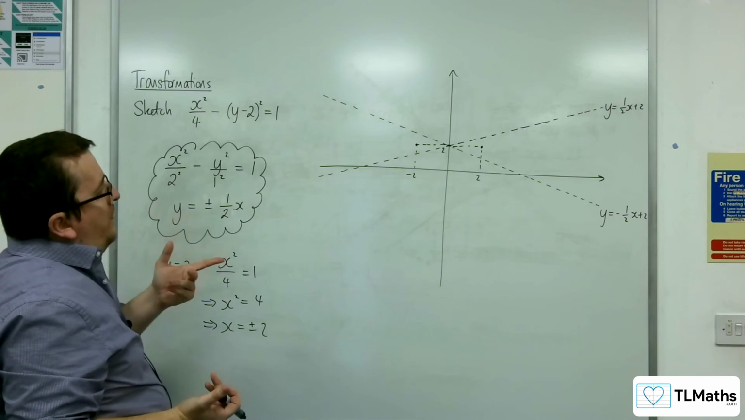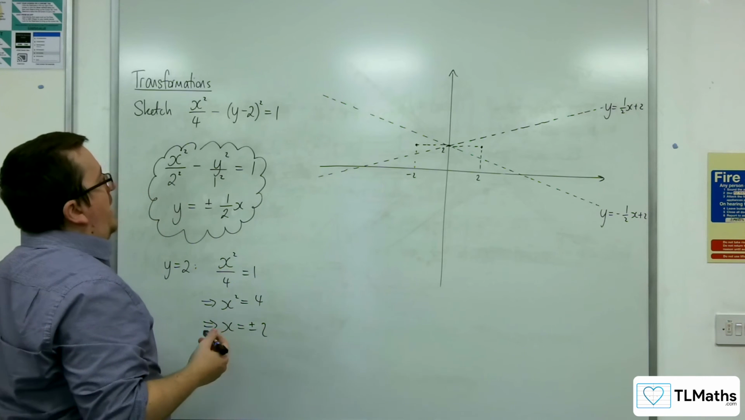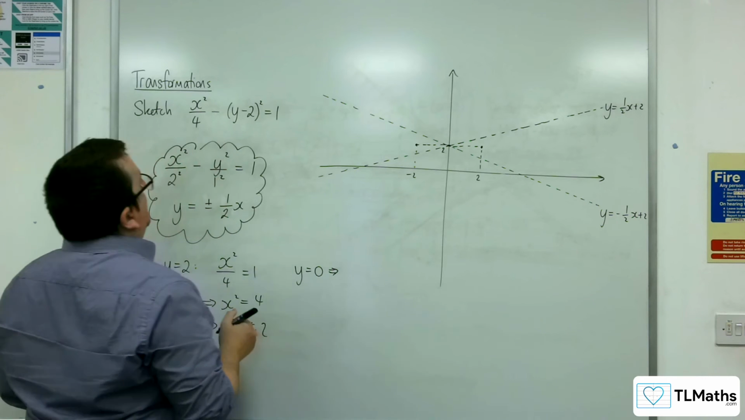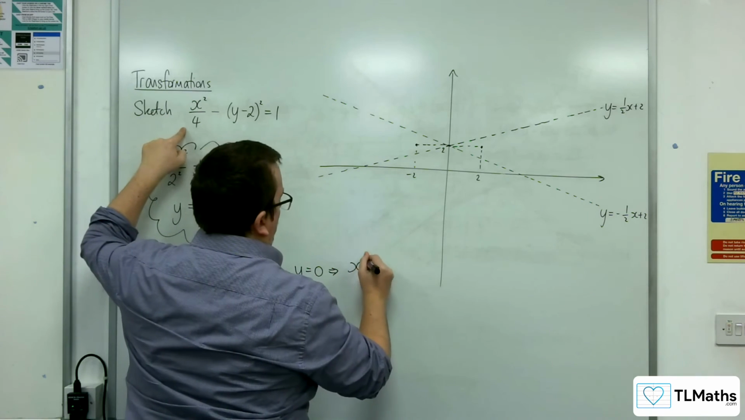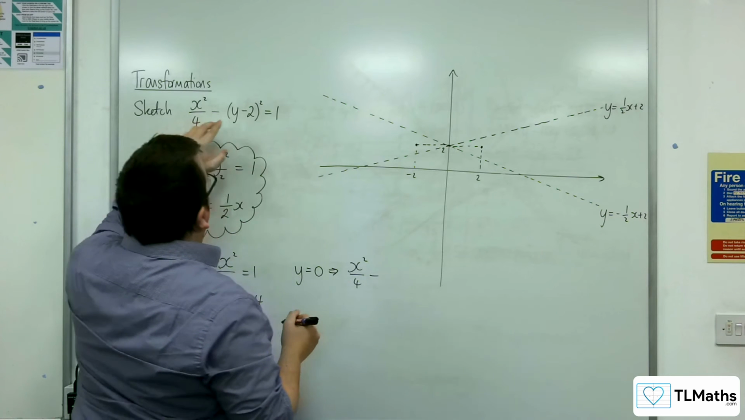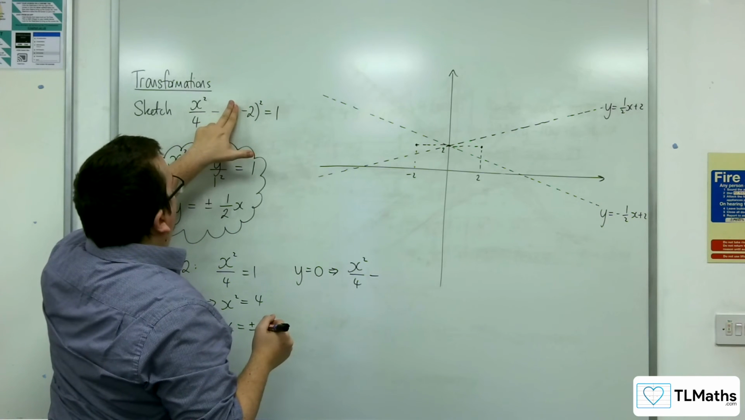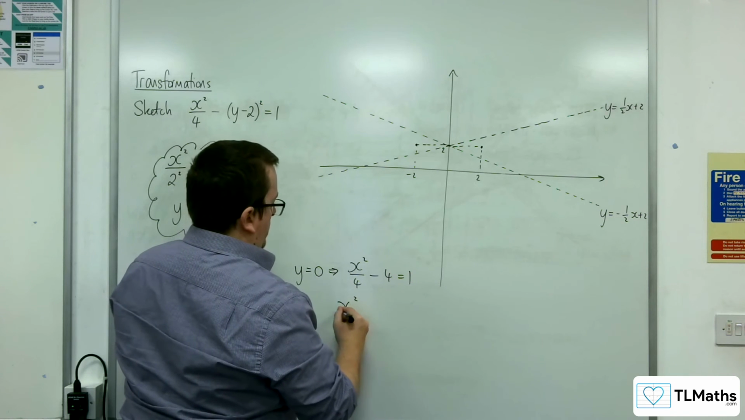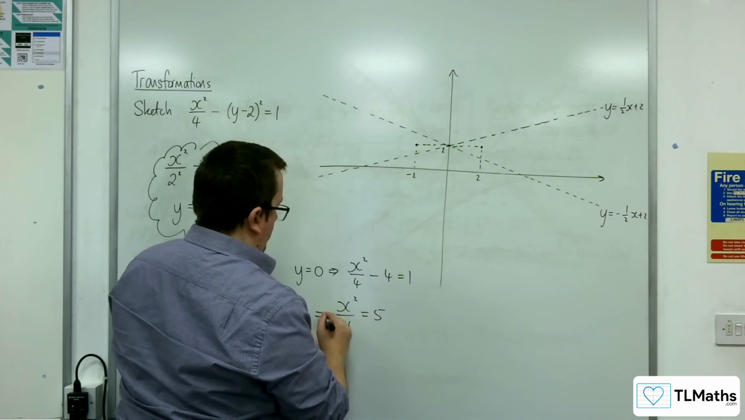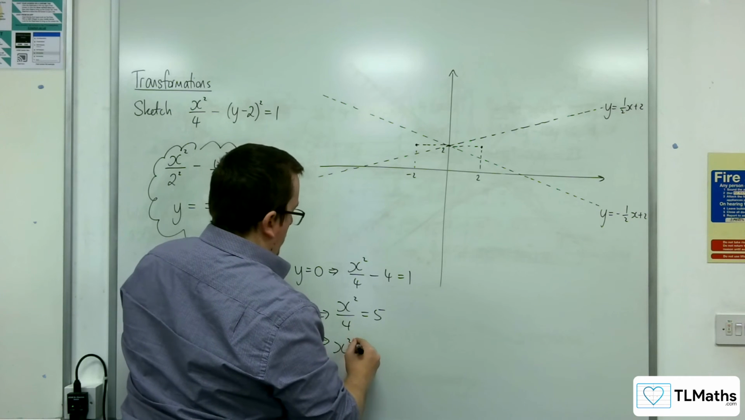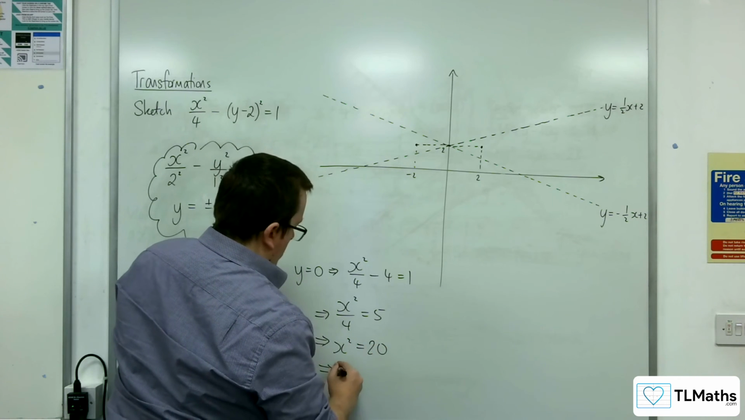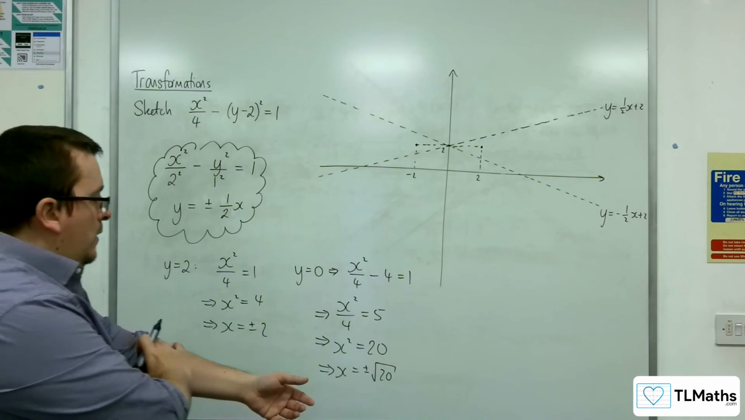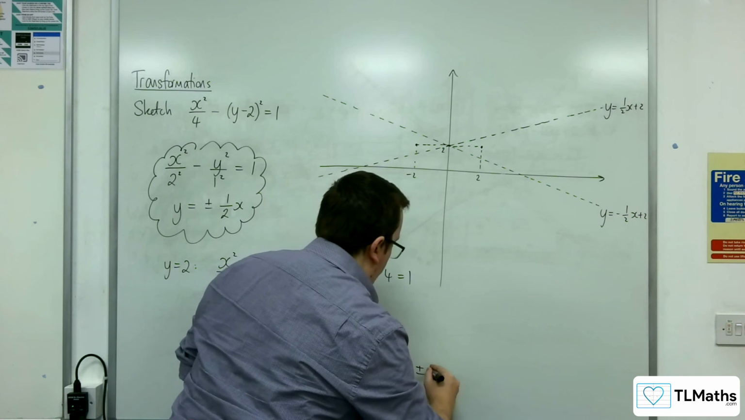Right, so we've got those. Now, where does it cross the x-axis? That's when y is 0. So we're going to get x squared over 4, take away minus 2 squared, so take away 4, equals 1. So x squared over 4 will be equal to 5. So x squared will be equal to 20, so x will be equal to plus or minus root 20, which is plus or minus 2 root 5.